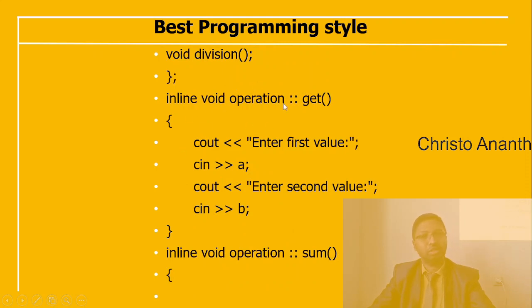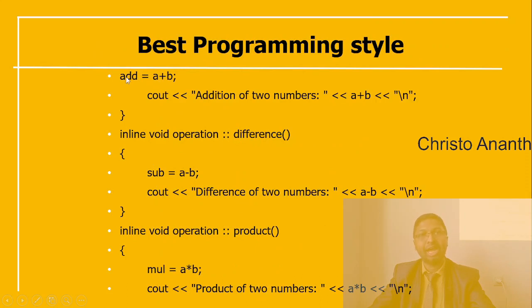Inline void operation get. So cout, enter the first value, and cin, it is nothing but a. Then cout, enter the second value, and cin, it's nothing but b. Then you'll have inline void operation of sum. You begin with add is equal to a plus b, and cout, addition of two numbers, it's nothing but a plus b.